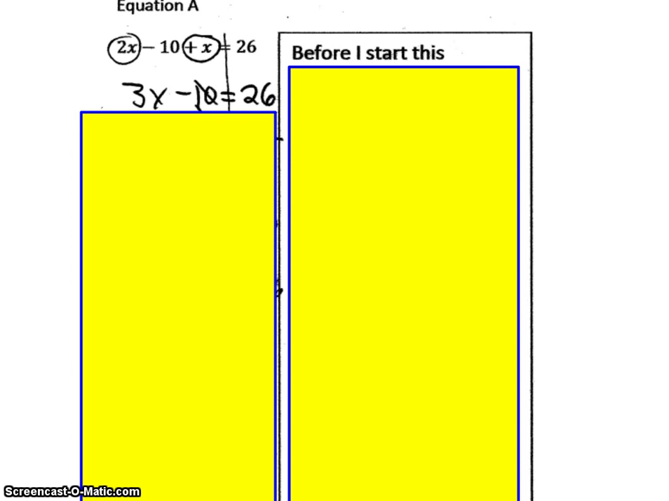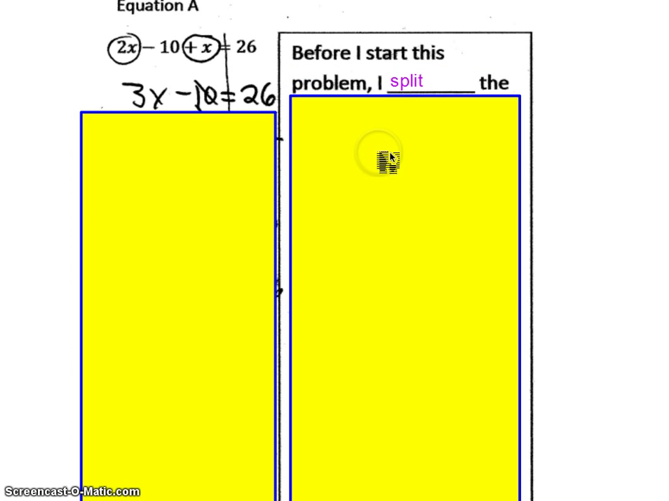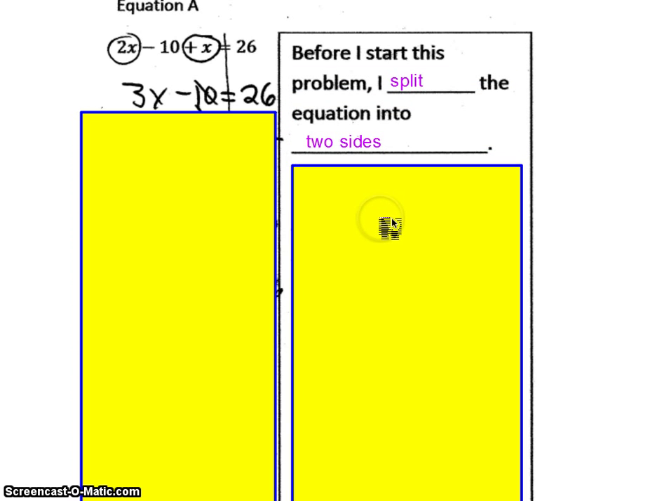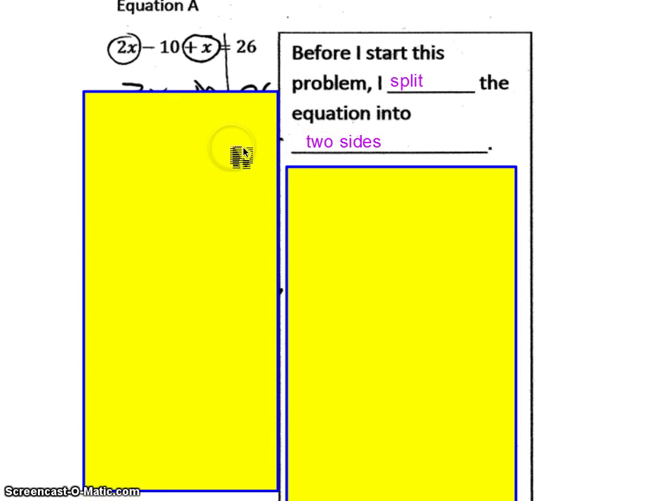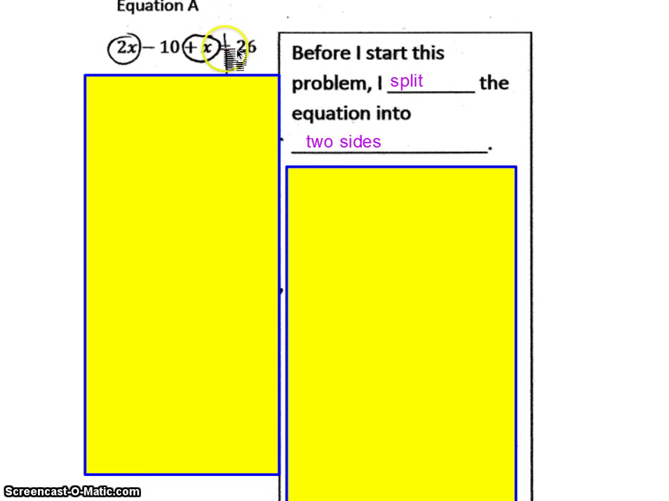So let's look at equation A. Look in your notes. You should have this. Before you start this problem, I split the equation into two sides. You want to write that down. I put the line through the equal sign to split it. Here's my left side, and here's my right side. So you want to write that down.